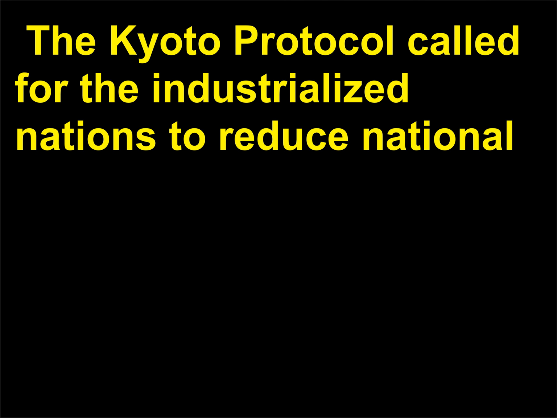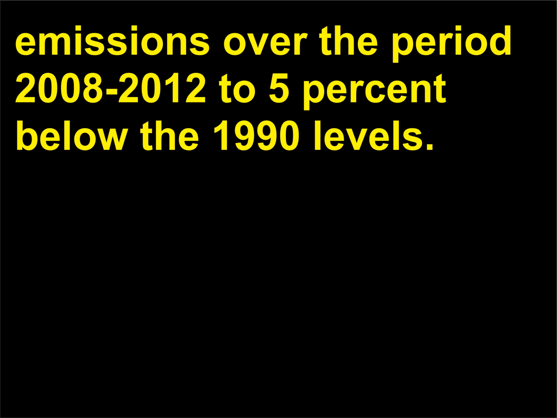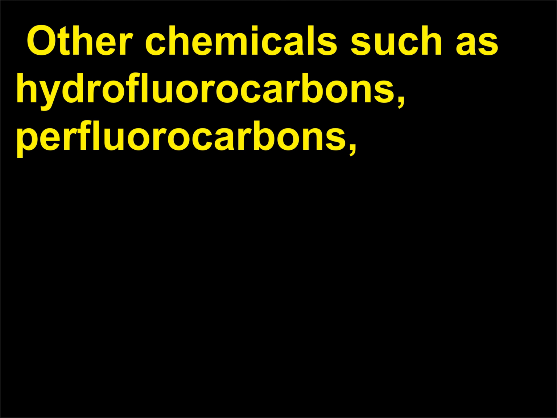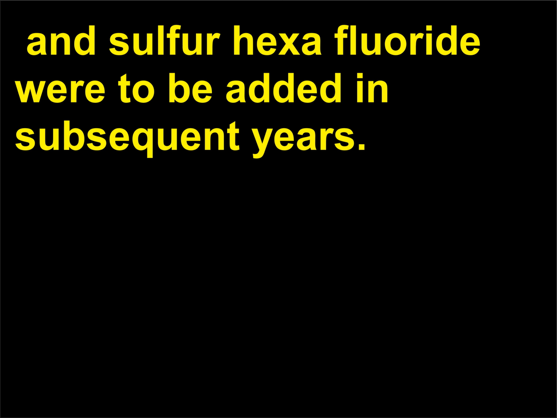The Kyoto Protocol called for the industrialized nations to reduce national emissions over the period 2008 to 2012 to 5% below the 1990 levels. The protocol covers these greenhouse gases: carbon dioxide, methane, and nitrous oxide. Other chemicals such as hydrofluorocarbons, perfluorocarbons, and sulfur hexafluoride were to be added in subsequent years.